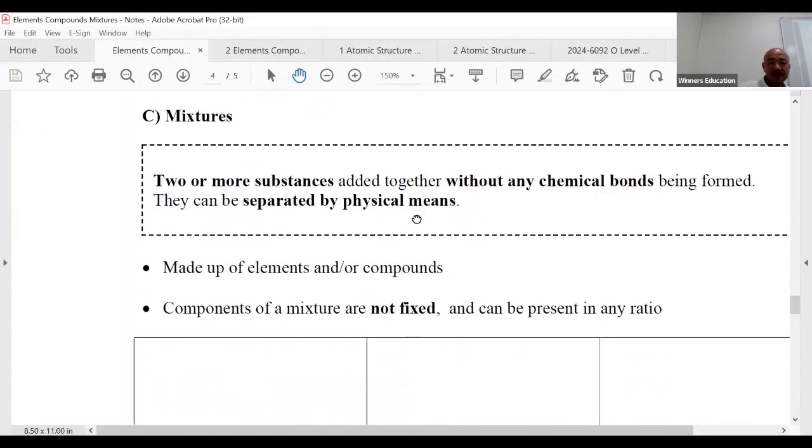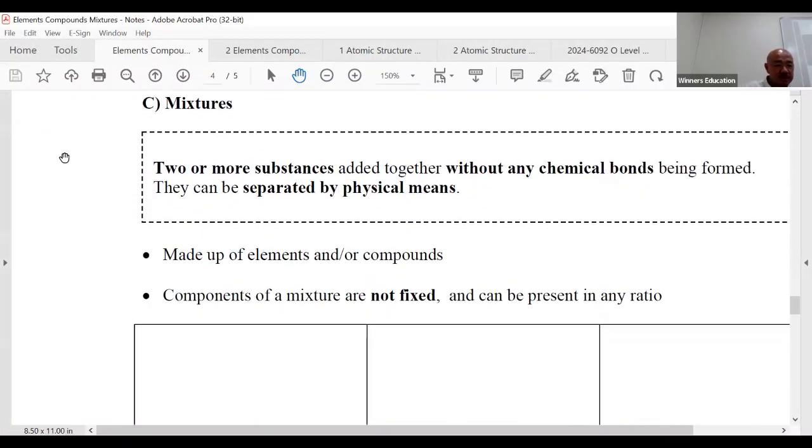Then last but not least, we go to mixture. This is when two or more substances are added together without any chemical bonds being formed. They don't need a chemical reaction or electrolysis. I can just separate them easily by physical means.